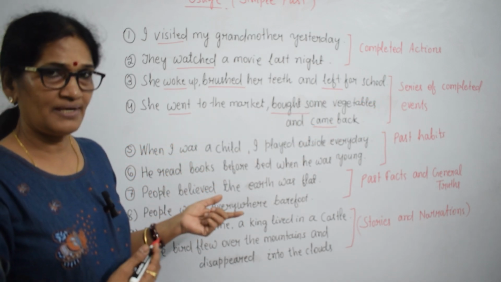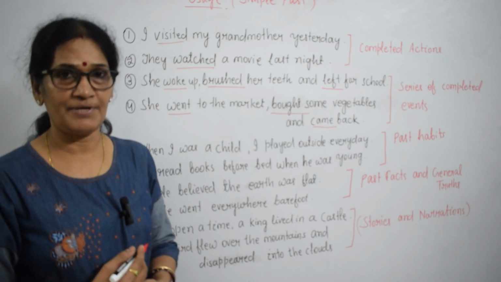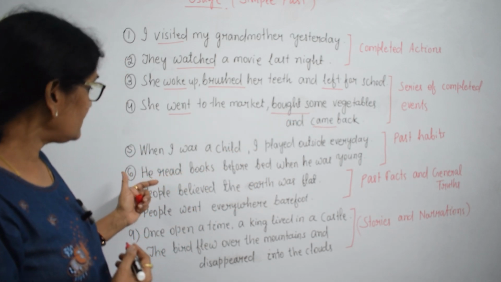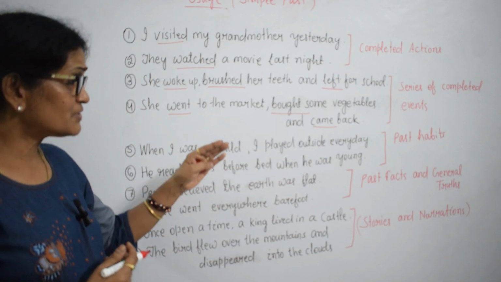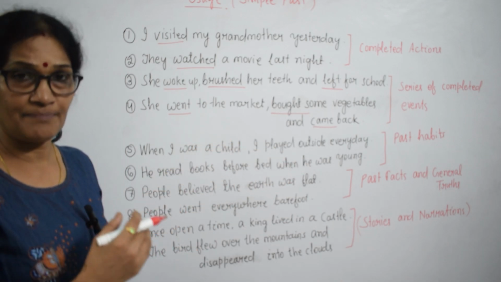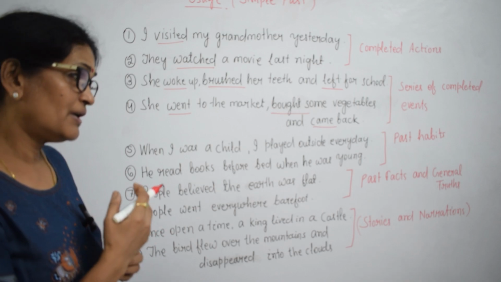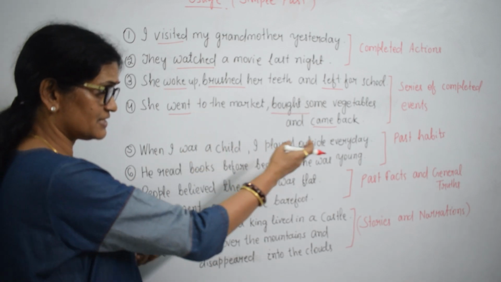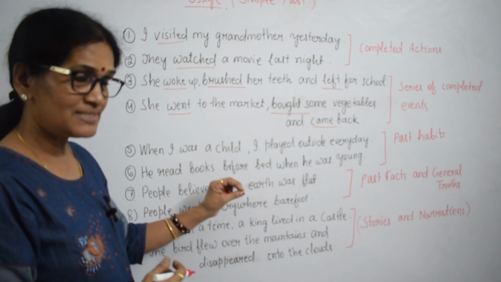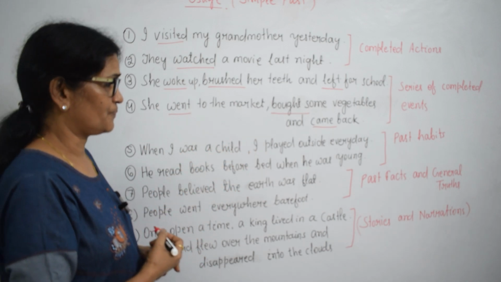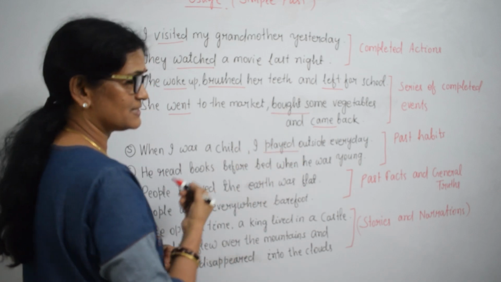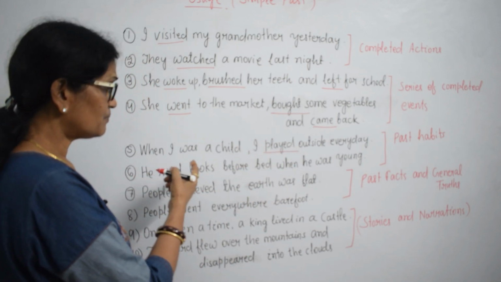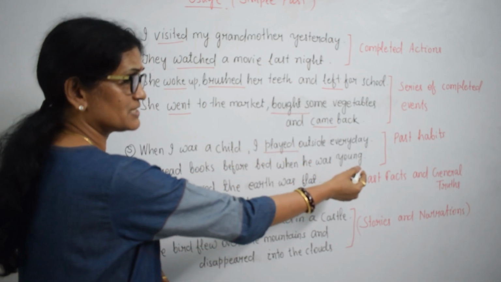When I was a child, I played outside every day. He read books before bed when he was young. These were past habits. For past habits in the clauses, we use simple past instead of used to. When I was a child, I played. Simple past. He read books before bed when he was young.